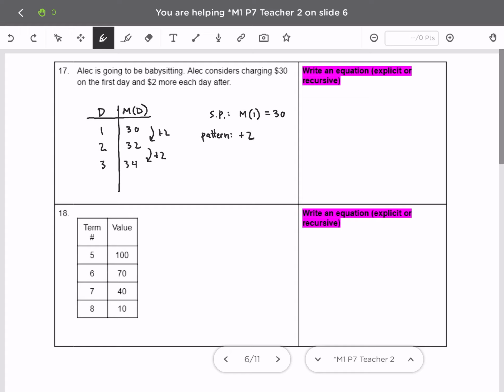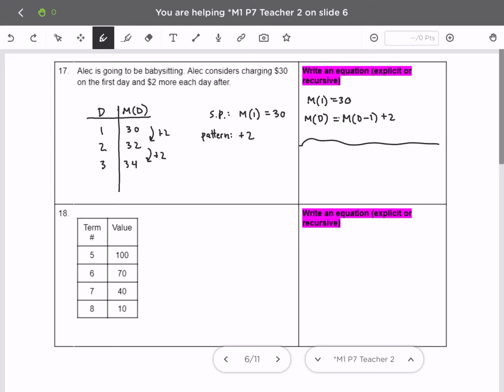So in the interest of those of you guys liking one or the other, I'm going to do both. All right. For recursive, I personally think the recursive might be a little easier because I know it's always the starting point. And then I know it's always the current. I used X. Sorry, guys. I should be using D for input. Is the previous plus your pattern.